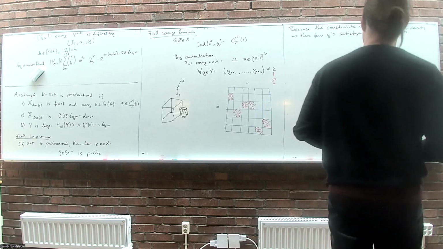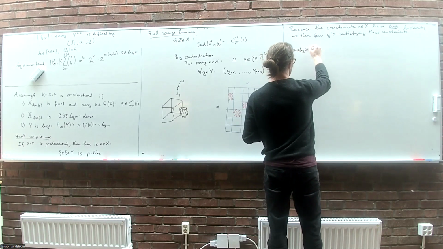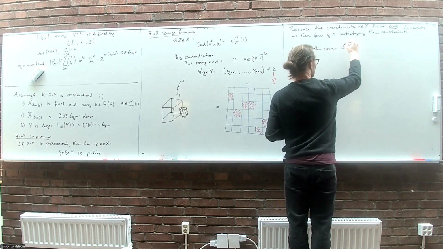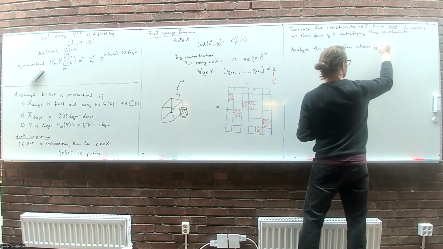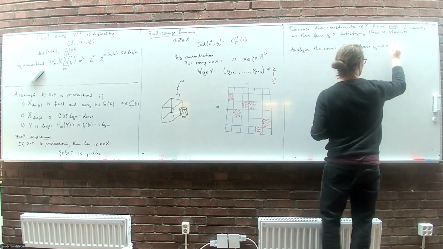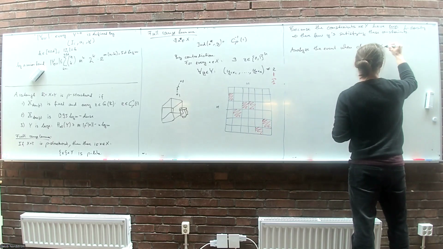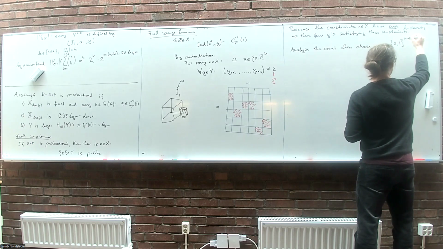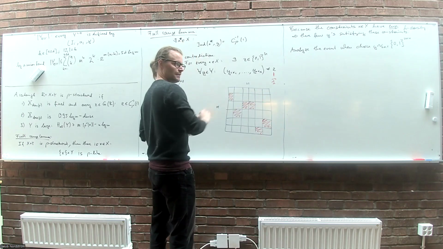All right. So we want to analyze the event when we choose y uniformly at random from {0,1}^(m times n). This is the domain where we use our y from.